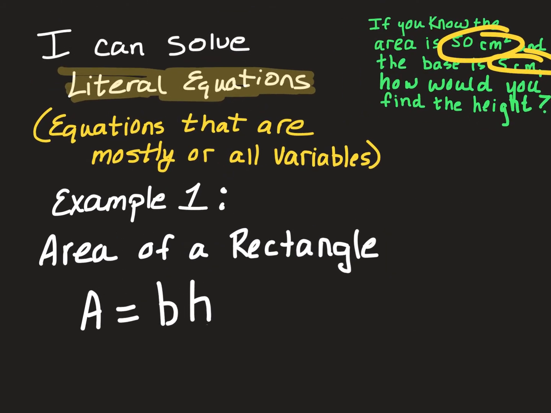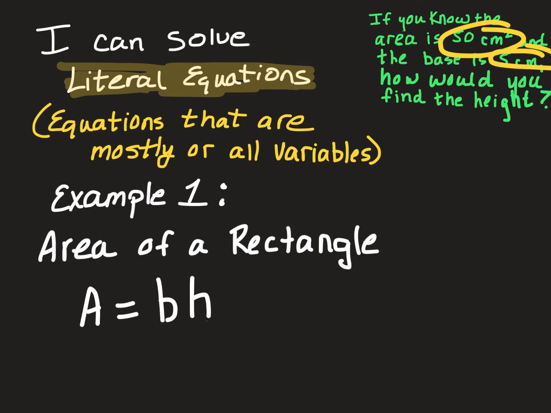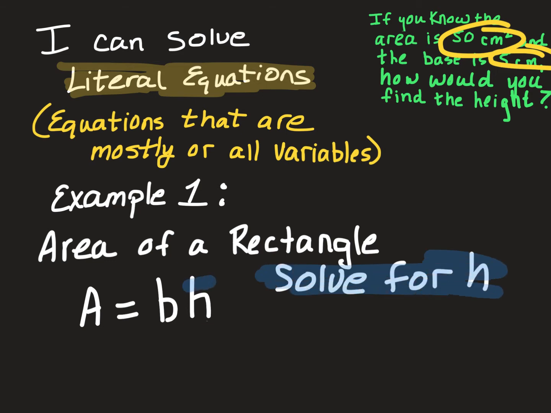So now we're finally at example number 1. What the directions would say in a problem like this is, instead of saying what's the height, it would say solve for h. That's what the directions would say. Solve for h means isolate h. So this is exactly what the problem would look like. It would give you a formula, and then it would say solve for h.